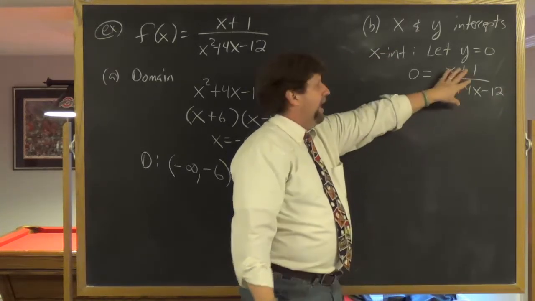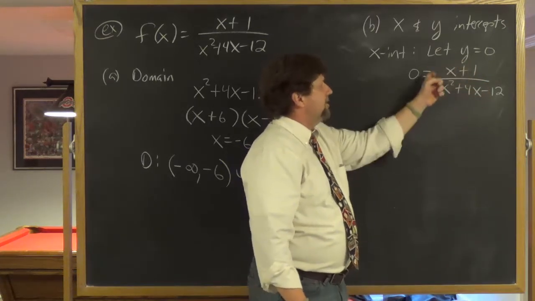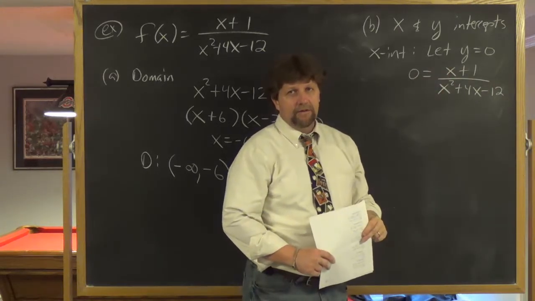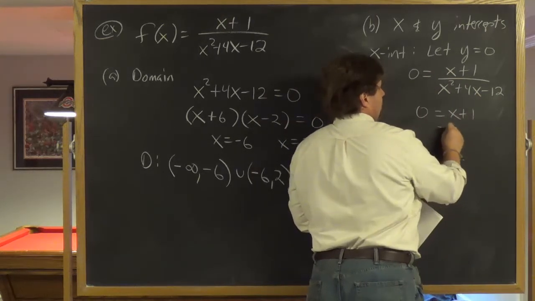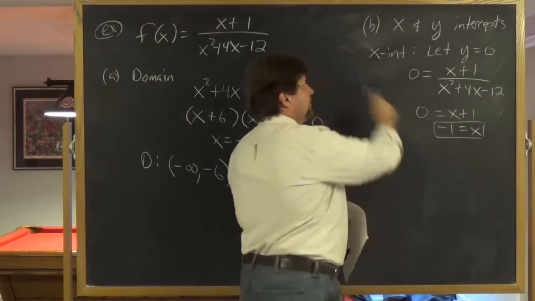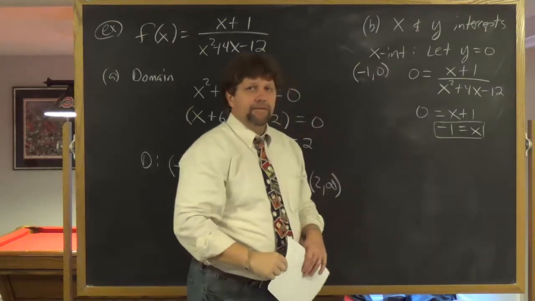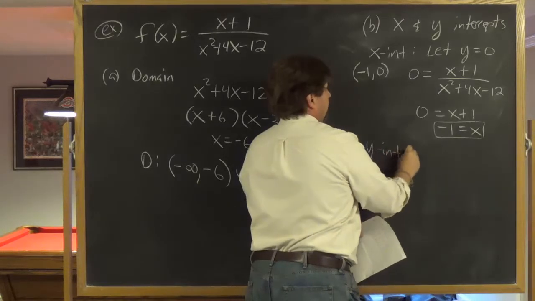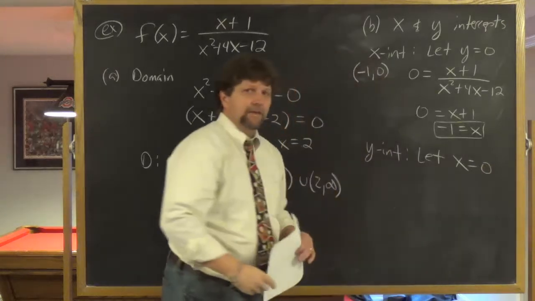Now that looks like a fraction, so go ahead and call it a fraction. The only time a fraction is equal to 0 is when the numerator is equal to 0. There's the x-intercept. So we know the graph of this beastie has an x-intercept at negative 1, 0. How do you find the y-intercept? That's right. To find the y-intercept, you let x equal 0.